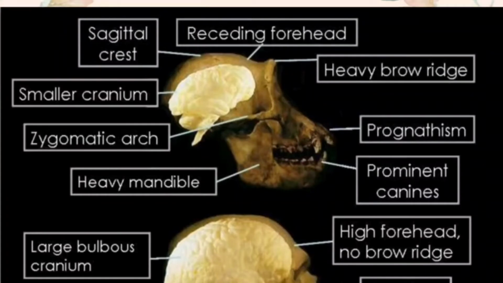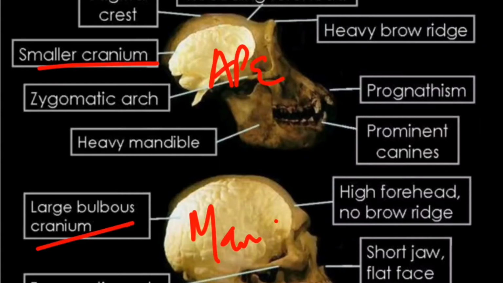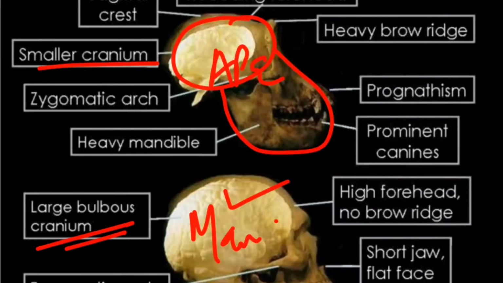For instance, if you see over here, this is the receding forehead of the ape. This is the skull of an ape and this is the skull of a man or human. So if we see, the ape has the smaller cranium but the human has a large bulbous cranium. That means their cranial structure is very well developed as compared to the facial structure. But here, as you can see, the cranial structure is smaller and the facial structure is very much well developed.